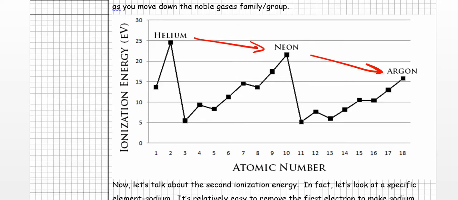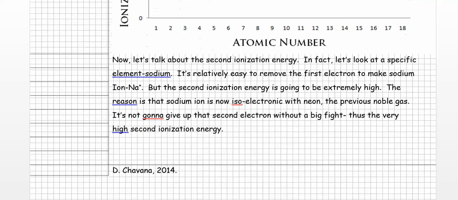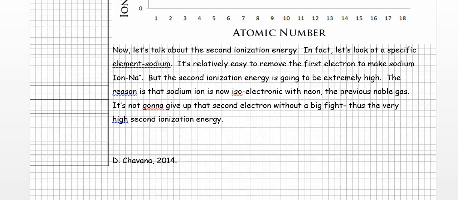All right, now let's talk about the second ionization energy. In fact, let's look at a specific element. Let's say sodium. It's relatively easy to remove the first electron to make sodium ions. That's Na+. But the second ionization energy is going to be extremely high. Now, why is that? The reason is that sodium ion is now isoelectronic with neon. Once you remove that first electron, the electron configuration is going to be like the previous noble gas, which is neon. It's not going to give up that second electron without a big fight.